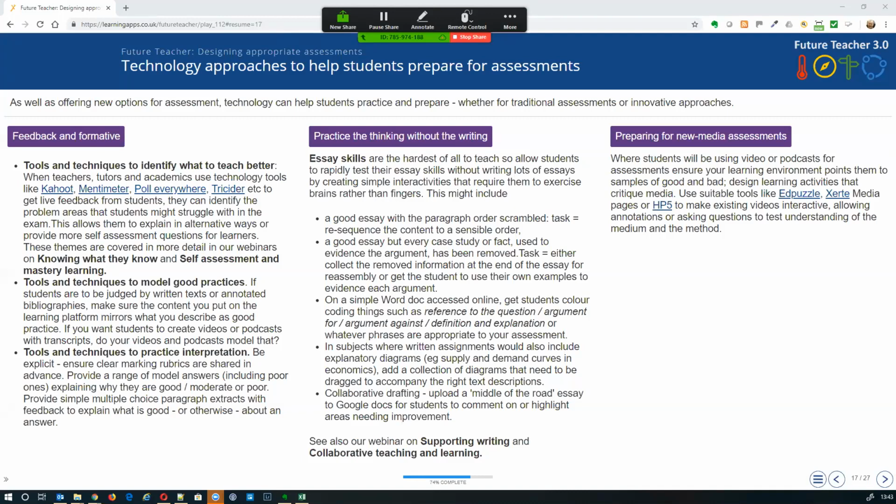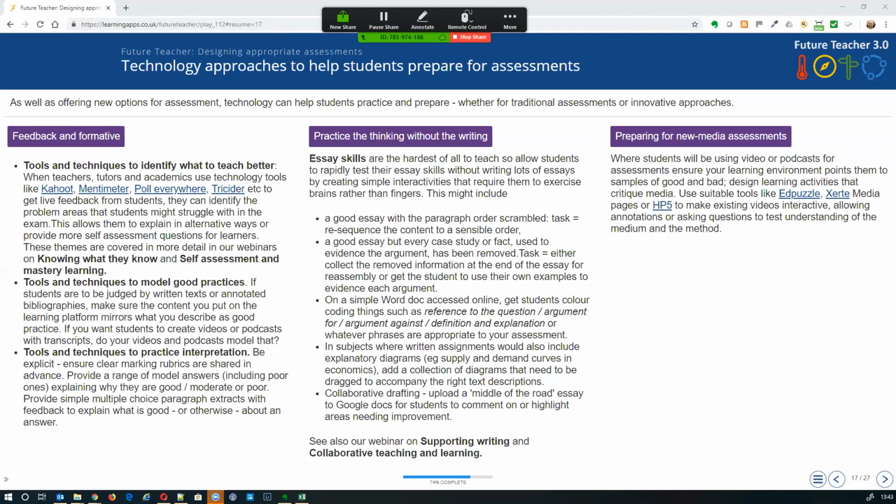And just like I deconstructed written essays to help my students, I think we can use tools like Edpuzzle, Xerte, Media Pages, or H5P to help students see that was a good video explanation of bedside manner for doctors or nurses or something, and this is a bad one, and to have independently accessed information, interactive for the students.